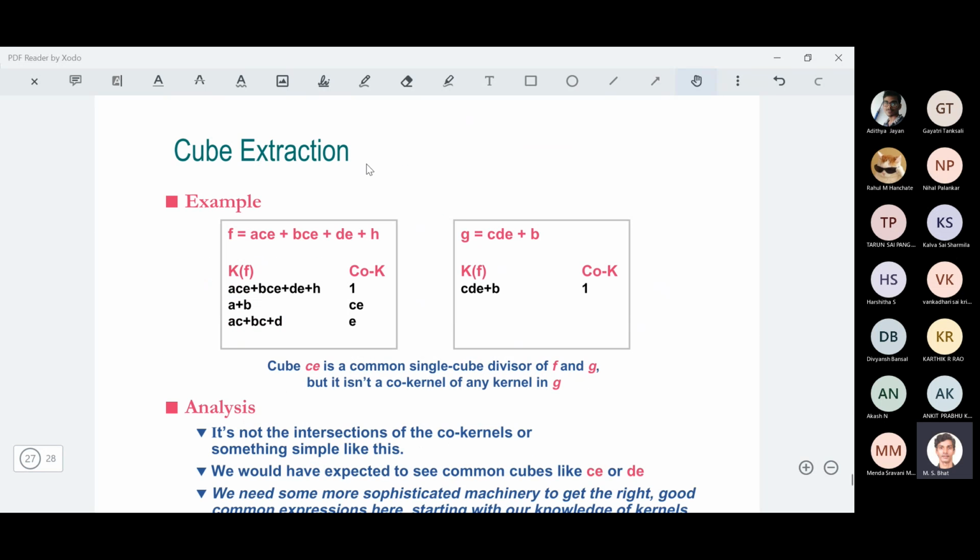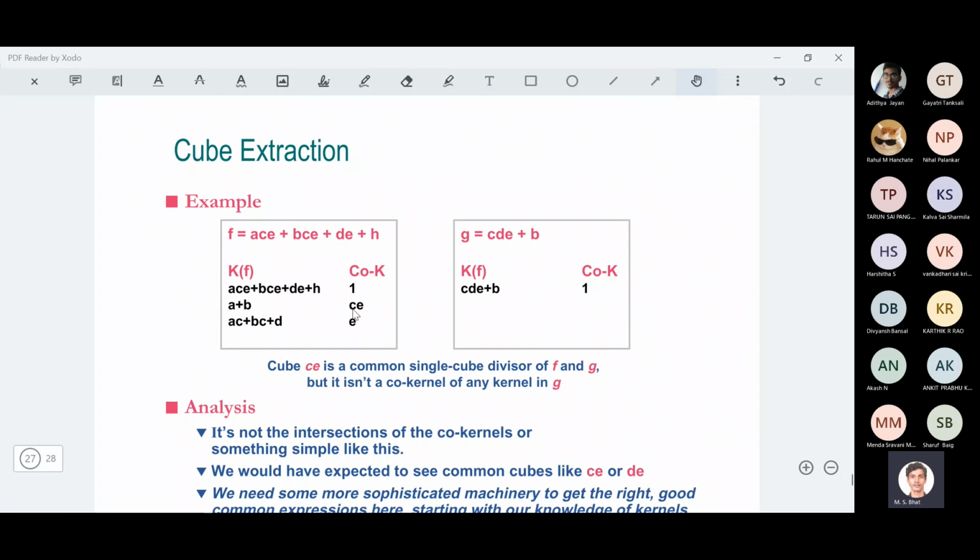Here is an example. Suppose f is ACE plus BCE plus DE plus H. This is our function. Co-kernels are CE and E, and the corresponding kernels are: ACE plus BCE plus DE plus H is one kernel. Another kernel is A plus B, the corresponding co-kernel being CE. The third kernel is AC plus BC plus D, and the co-kernel is E. Similarly, for G, because every variable appears only once, you have only one kernel and the co-kernel is one. The kernel is CDE plus B.